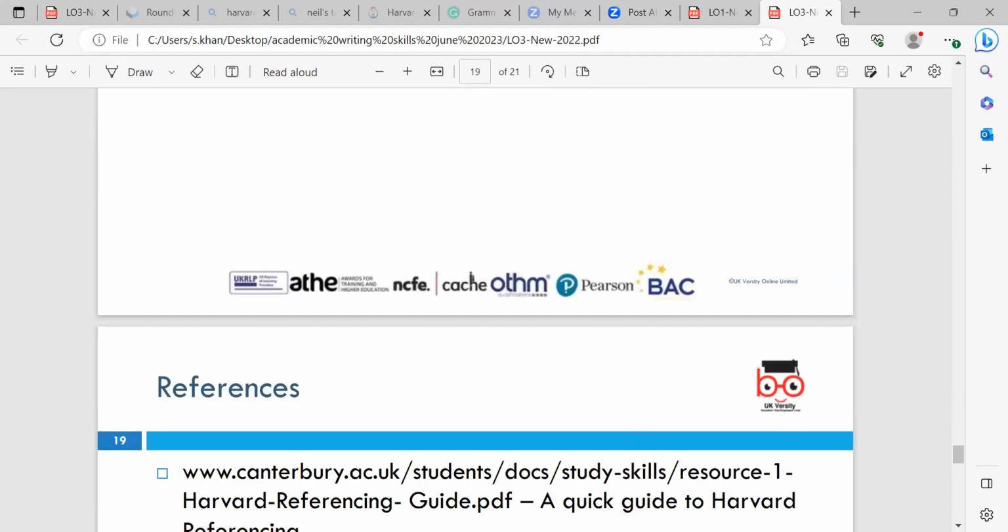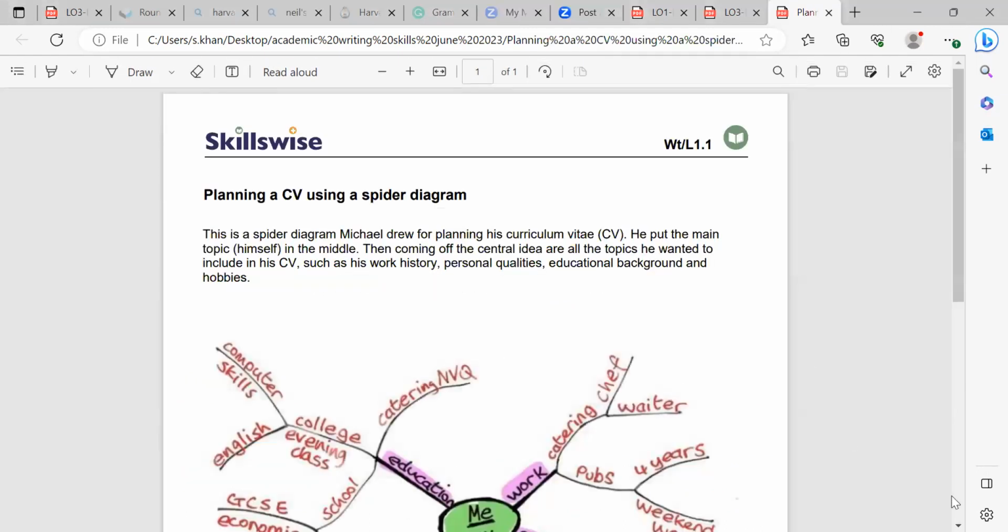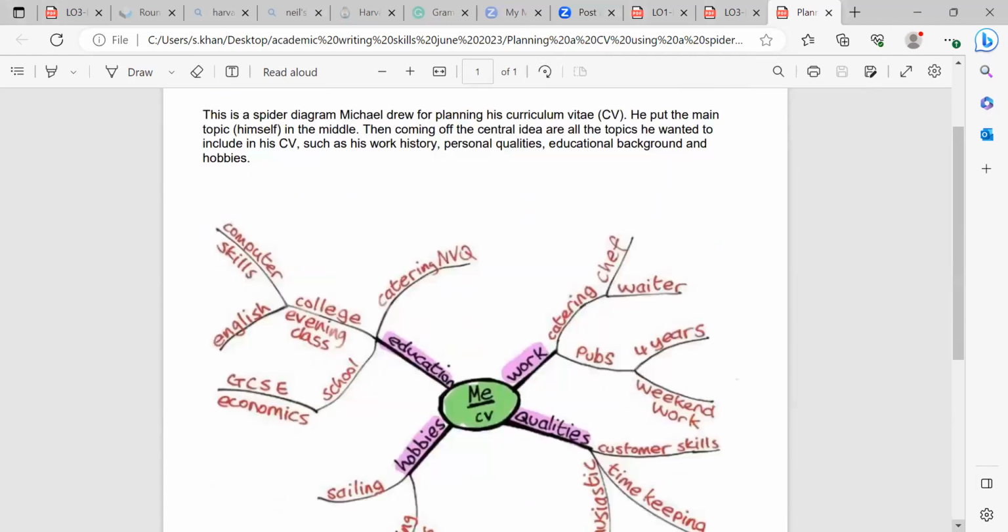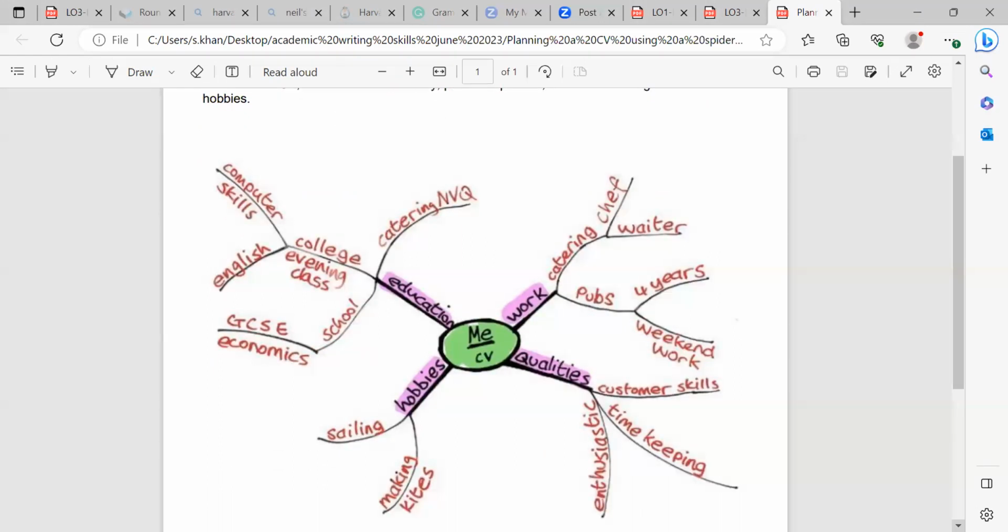We then went on to look at something which we haven't had a look at, here. So we've got a spidergram, okay? And this is when you're planning a CV using a spidergram. So this is a spider diagram Michael drew for planning his curriculum vitae. To do his CV, he put the main topic in himself, which is me, my CV, my work, my education, my qualities and my hobbies. And then he took a spidergram.